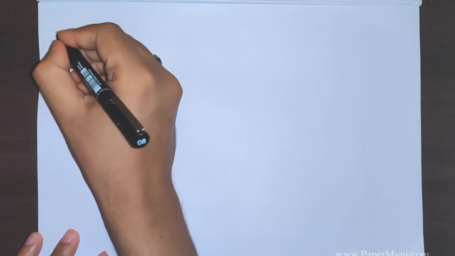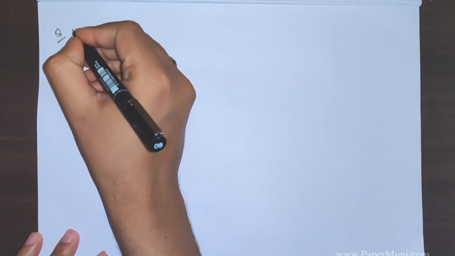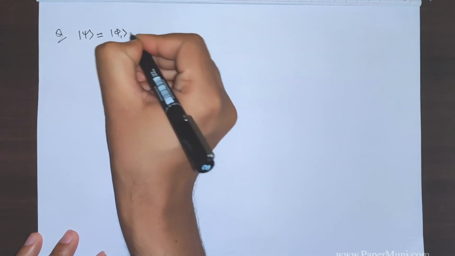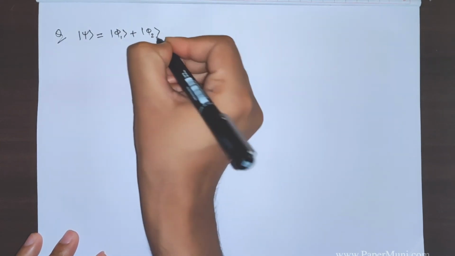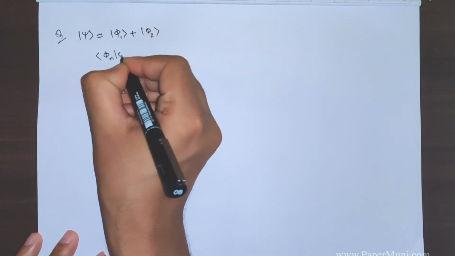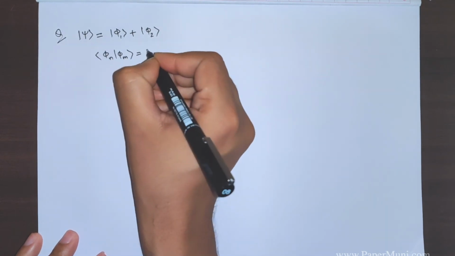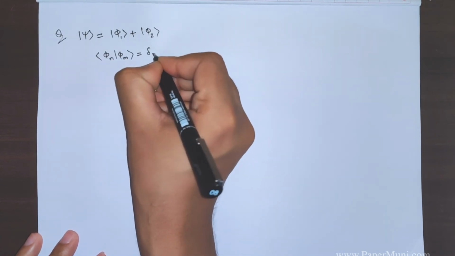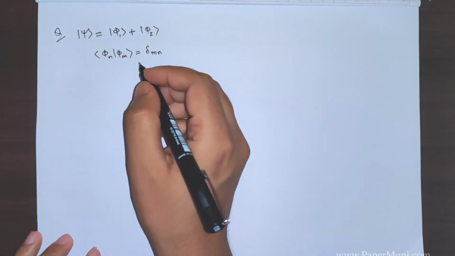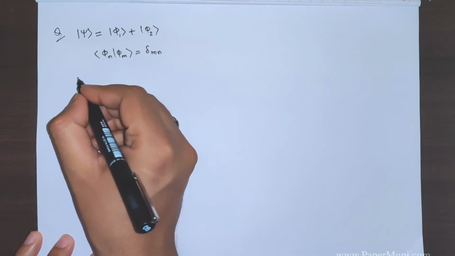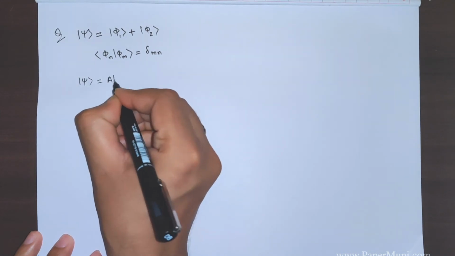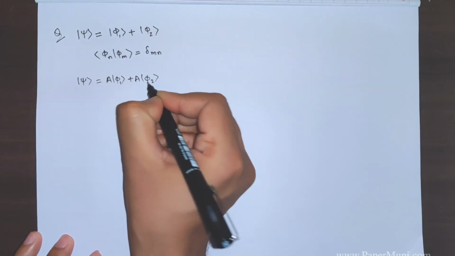We'll look at an example, where psi is given as a superposition of two states, phi 1 and phi 2. Now we are assuming that these phi 1 and phi 2 are orthonormal to each other, that is, we are writing the orthonormality condition in terms of Kronecker delta. Let's assume that psi is normalized, and we are multiplying it by a normalization constant to make it normalized. Say this is the normalized psi.